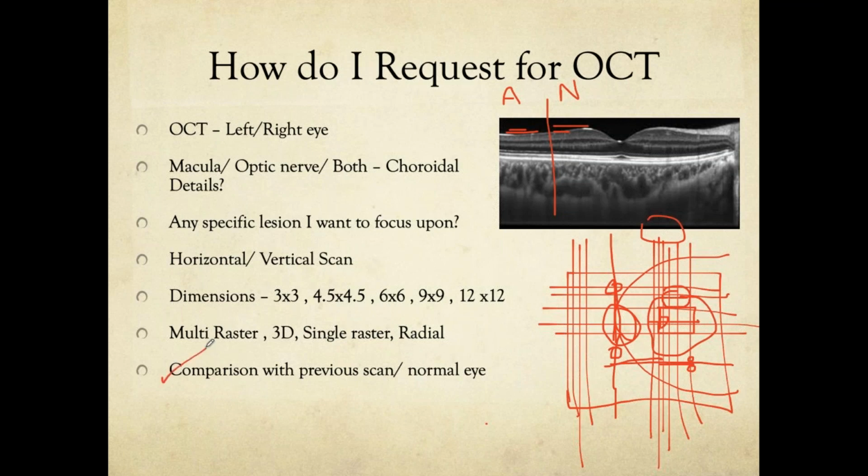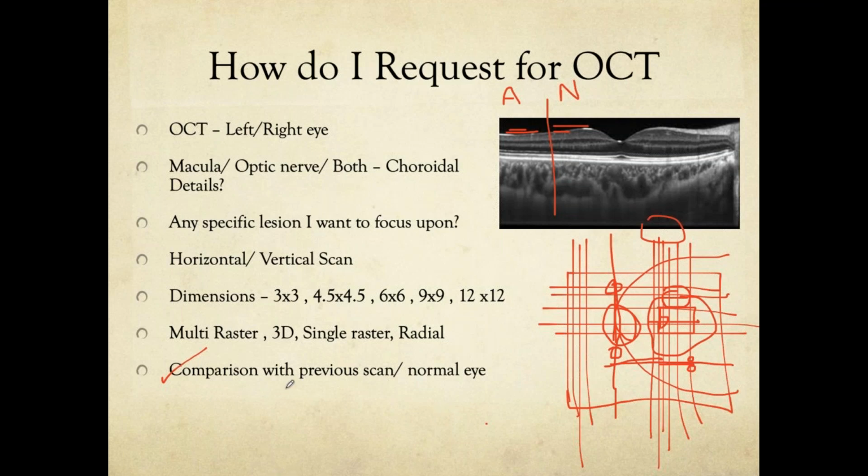And the most important thing is the comparison with the previous scan, or the normal eye, or the contralateral eye. What happens is, most of the time the patients come to you and say Avastin was done 1 month back, they forgot their report, and you just say, okay, let's do an OCT today, let's see how it is. Then you just get a cross section of the status of the eye. That's how the eye is today, but you do not know how it was 1 month back. Has the eye really deteriorated, or has it improved, or is it getting worse?